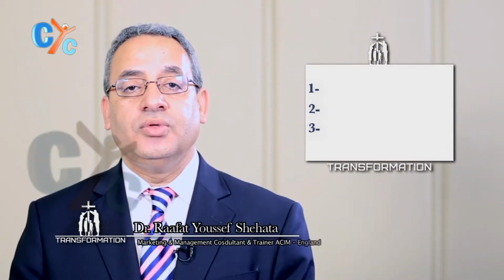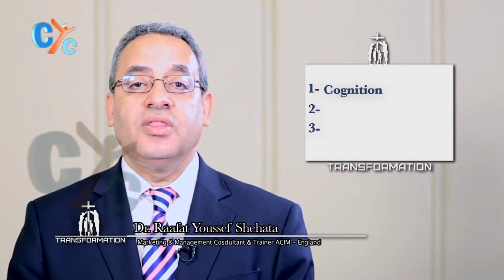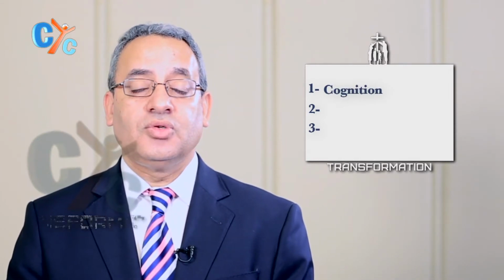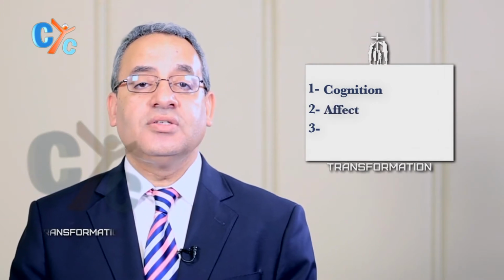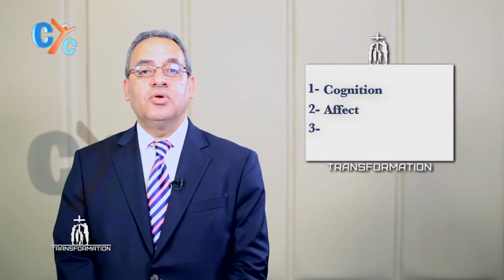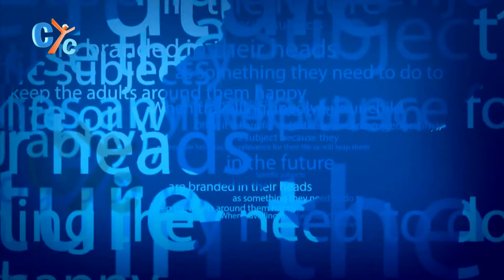Components of attitude. We have three components for an attitude. Cognition, which is the way of thinking of a person. Affect, which is the emotion. And finally, behavior. We have to consider the behavior to be the observable part of the attitude, so we can judge the attitude of a person from the different behaviors he or she has. In order to change an attitude, we have to start with changing the way our kids think.